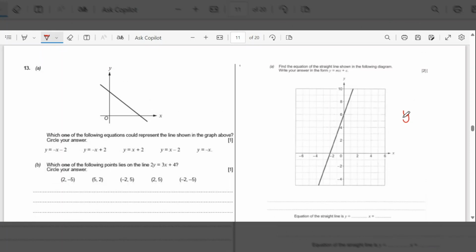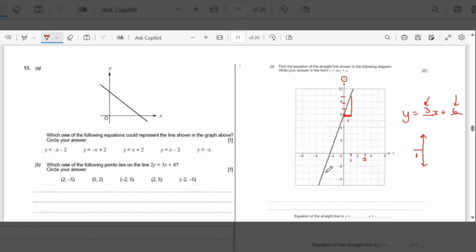Okay, to get that number, what I'm calling the y-intercept, I need to look at where this line cuts through y. In this case, it's 6. The gradient is basically how far up or down does the line go for every one step across. So here, think of these as going up in ones. For one step across, this line has gone up to there. It's gone up 1, 2, 3. So the gradient is 3.